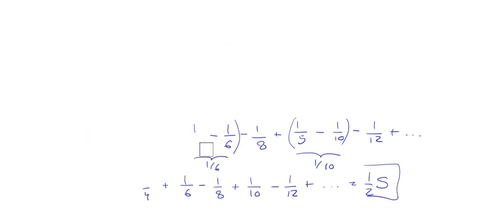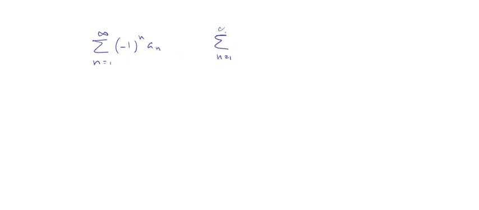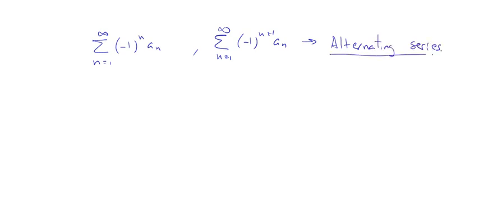So, well, before we end, there's a particular case of series that have both positive and negative terms, that can be written like this, okay? Minus 1 to the n times a sub n, or minus 1 to the n plus 1 a sub n, okay? It doesn't matter. It just means that the first term will be negative, and this means that the first term will be positive. Both series are called alternating series.